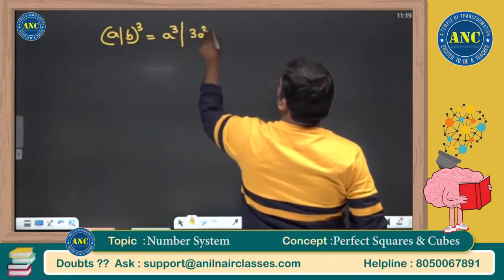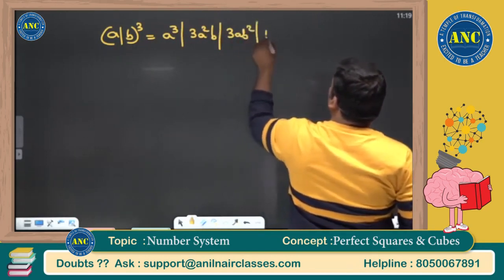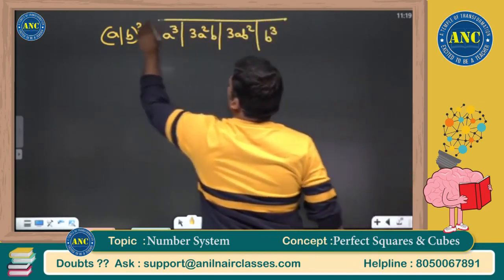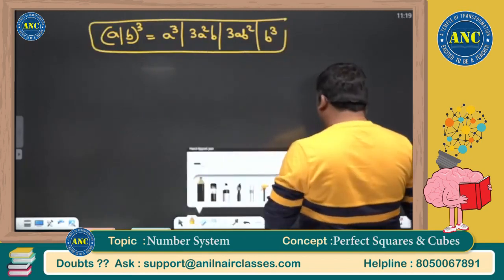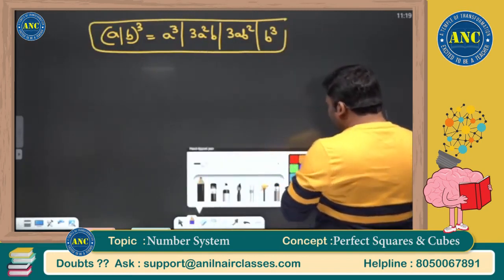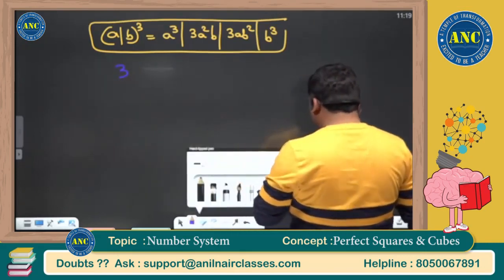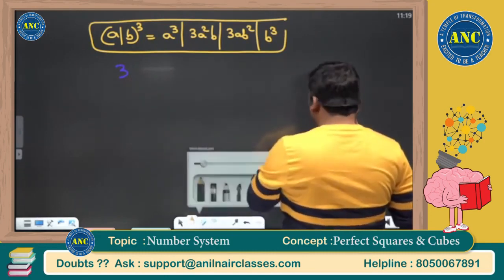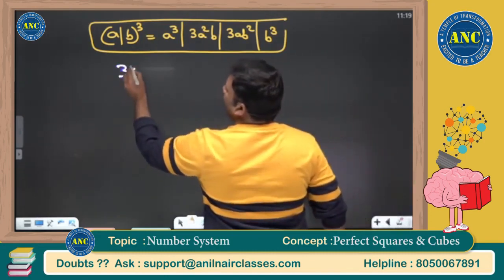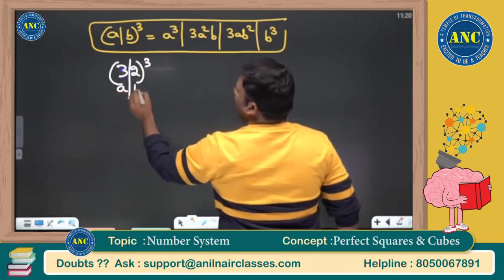(a + b) whole cube is a cube, 3a square b, 3ab square and b cube. This is (a + b) whole cube. Now we did 24 whole cube. Let me do 32 whole cube. Let me change the color. Let us check whether 32 whole cube is 32768. A is 3 and B is 2.